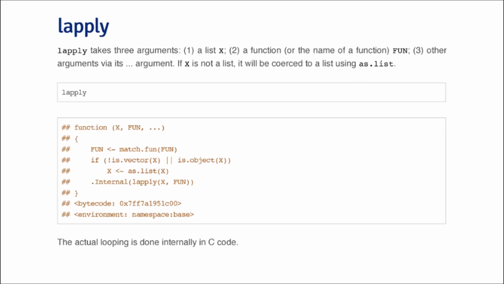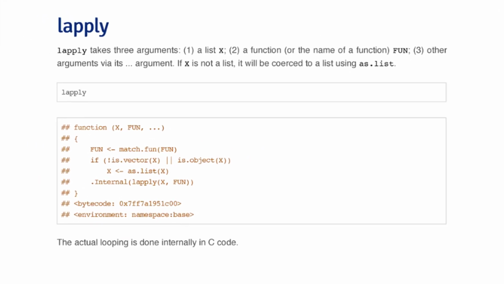So lapply takes 3 arguments. The first argument is a list, which is called x. The second argument is a function or the name of a function, and then there are other arguments that can be passed to the dot argument. The dot argument is used to pass arguments that go with the function that's being applied to each of the elements in the list. If x is not a list, then you must coerce it to a list if possible. If it's not possible to coerce the object to a list, then you will get an error.